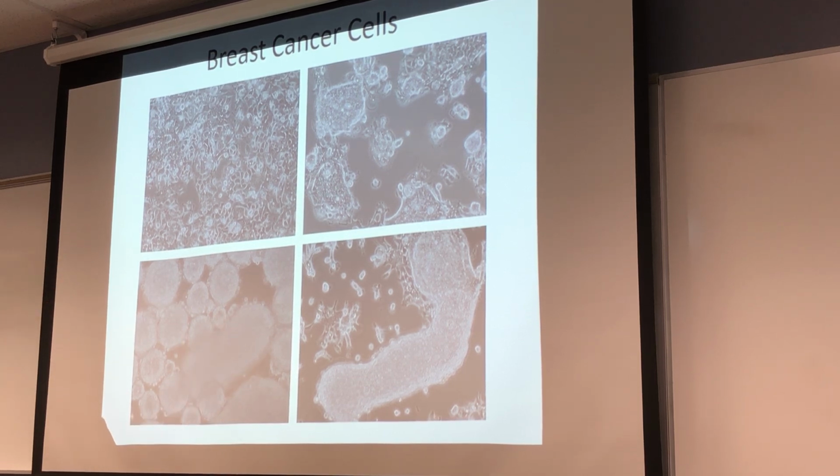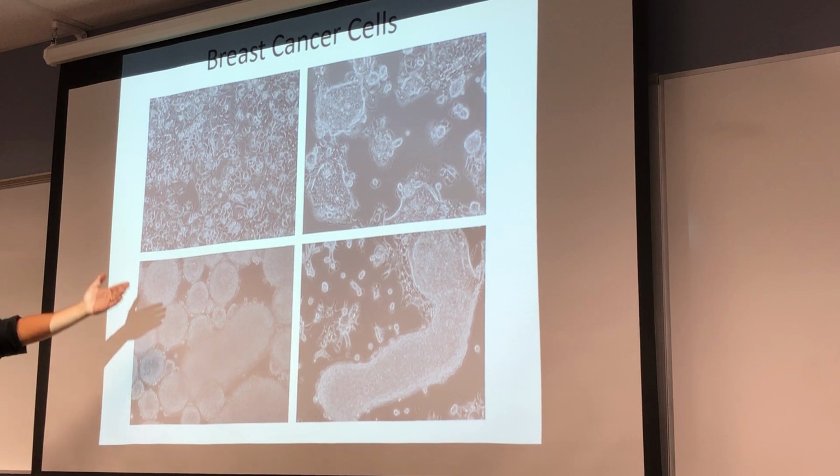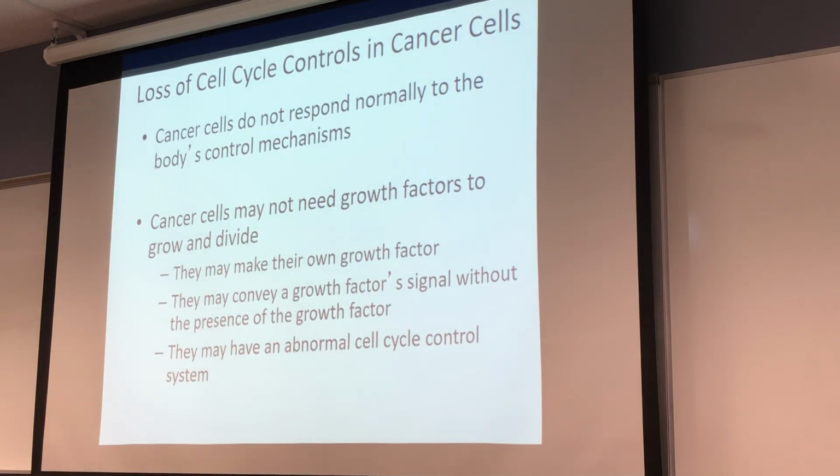Of course, because there will be a limit to the nutrients and so forth, to the space that can actually hold them, or they kill the host if it's in patients. They will not need that anchorage dependence, so they will just keep dividing, even if they are not bound to the surface. So that's what it is. This loss of cell cycle control in cancer cells is why cancer cells do not respond normally to the body's control mechanisms.